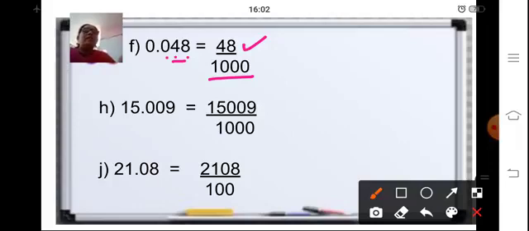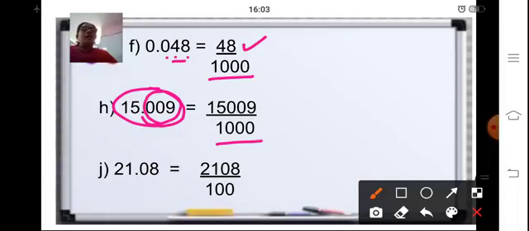Now next sum is 15.009. So write this whole number as it is. Okay. Now after the decimal point count only the number of places after the decimal point. So 3 places, 0, 0 and 9. So that will be upon 1000. After the decimal point 3 places. So 1 followed by 3 zeros, that is your number will be 1000. So your answer is 15009 upon 1000.